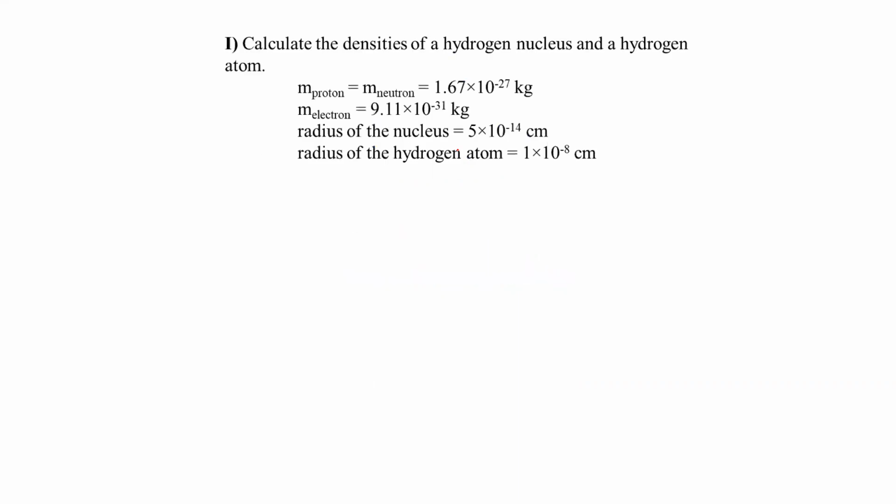So problem number 1, calculate the densities of a hydrogen nucleus and a hydrogen atom. And we have the mass of the proton, of the neutron, and also the electron that are given, but also the radius for the nucleus and the radius for the hydrogen atom. So let's remind the formula to calculate the density, d equal to m divided by the volume.